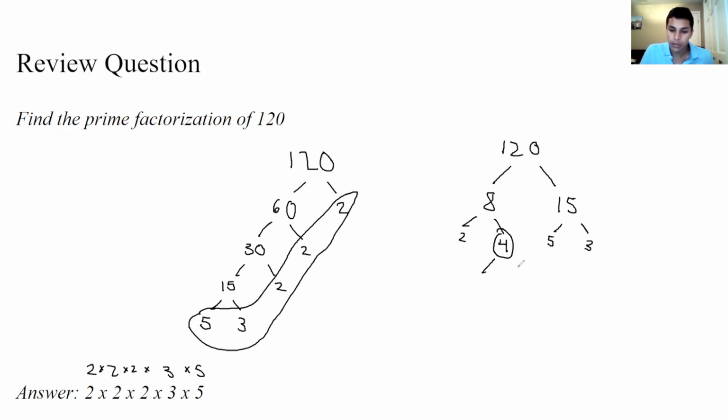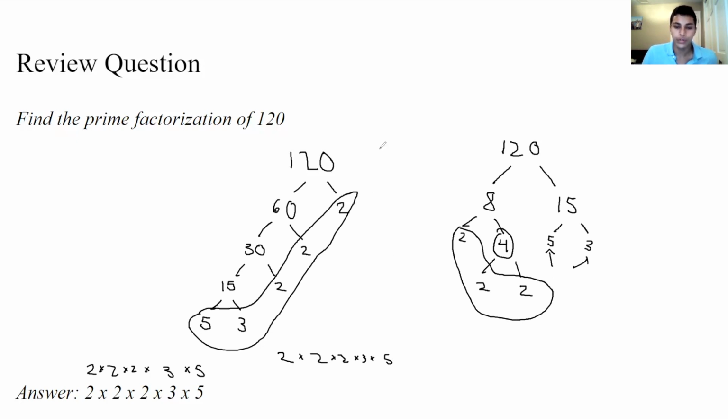And 4 can be broken down always into 2 times 2. And these are prime numbers. 2 is always a prime number, so we can't break it down. And we're left with only prime numbers at the bottom of our tree. And just like before, we have 3 2s right here, a 3, and a 5. So we end up with 2 times 2 times 2 times 3 times 5. And we get the same answer, and we have different tree diagrams.